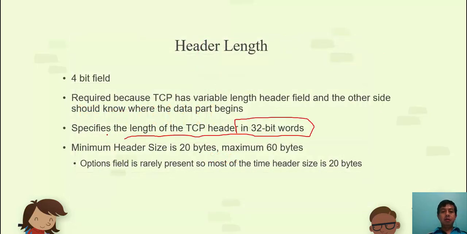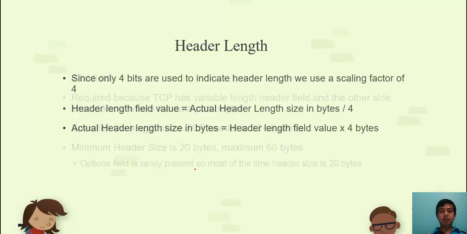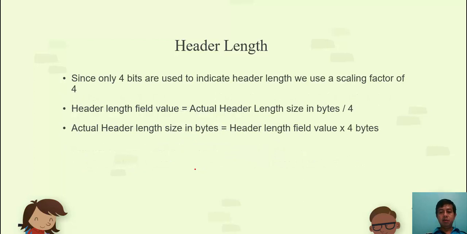Now remember, the minimum header size is 20 bytes, and the maximum header size is 60 bytes. We have already mentioned that the option field is rarely present, so most of the time the header size is 20 bytes. And remember, since only 4 bits are used to indicate the header length, we have a scaling factor of 4. 32 bits, how many bytes? 4 bytes. 32 bits or 4 bytes. So basically this is a scaling factor of 4.